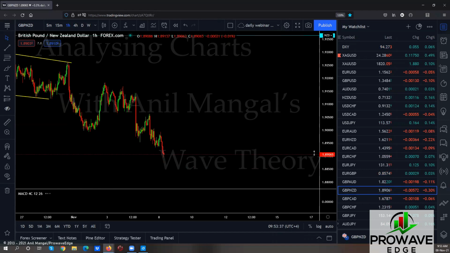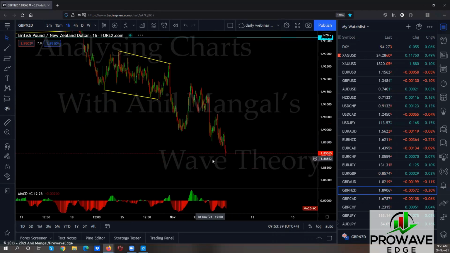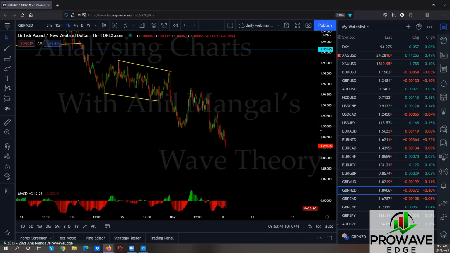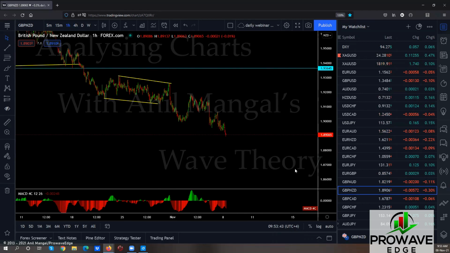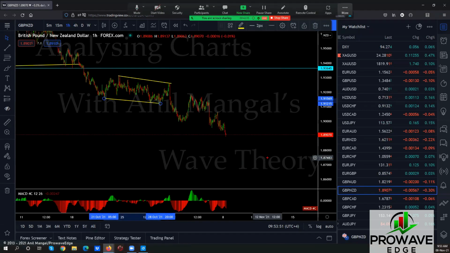Pound New Zealand. Okay, this one is going. So we'll have to look for... we don't have anything for this. I don't think we can put it with this one. It doesn't make sense, but this is a perfect flat of its own. So I think at some point this would have to go back up and do that to give us this running flat and then the drop.